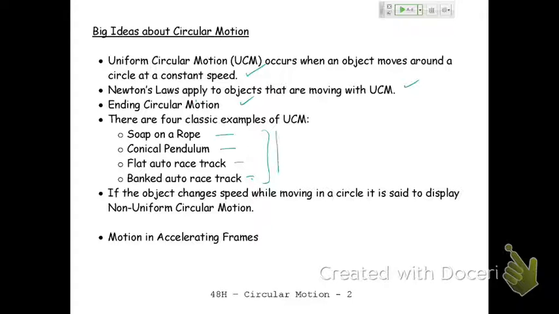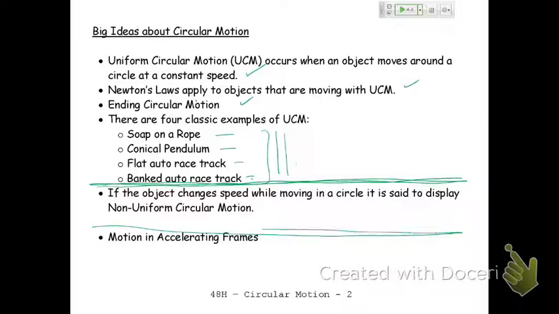So we'll do those examples, and then we'll say if an object changes speed while moving. So this is now kind of slightly different. This is non-uniform circular motion. And we'll say, what can we say about that then? And we'll get to that bit. It turns out it's just a little bit of vectors, and we're okay. This final bit, which is motion in accelerating frames, that's a little bit, what's the word I'm looking for? It's a little bit specialized, let's say.